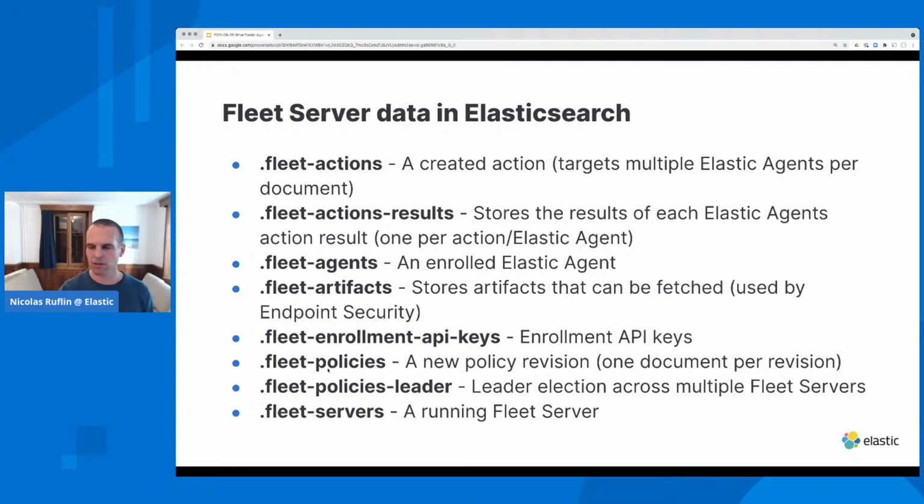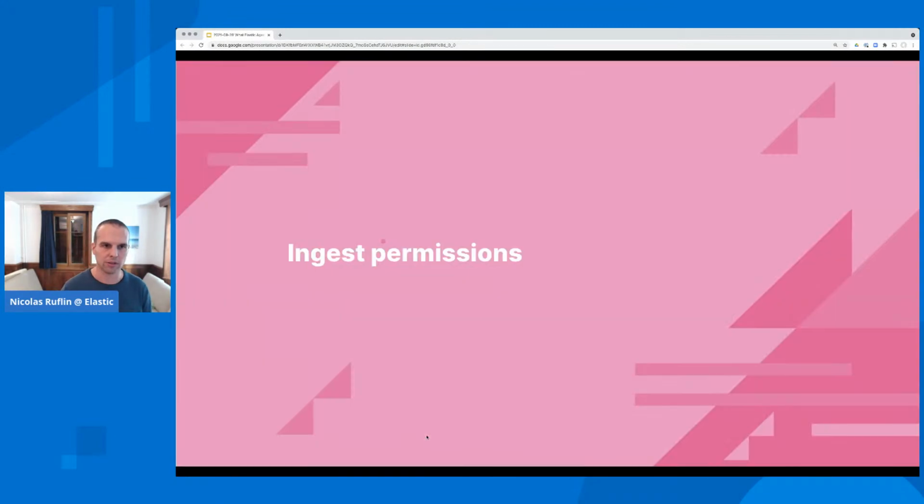Then we have the fleet policies. So the policies we ship down to the agent. The leader, that's what we touched on before, that we know which fleet server is the leader for a specific policy. And we have a list of fleet servers that are running. So if we want to elect the leader, we have an up-to-date list on how many fleet servers are around.